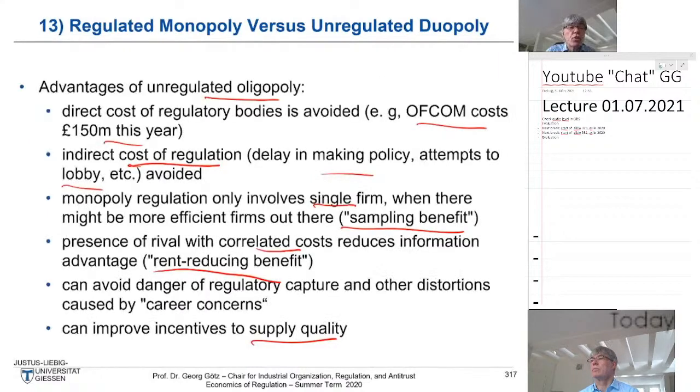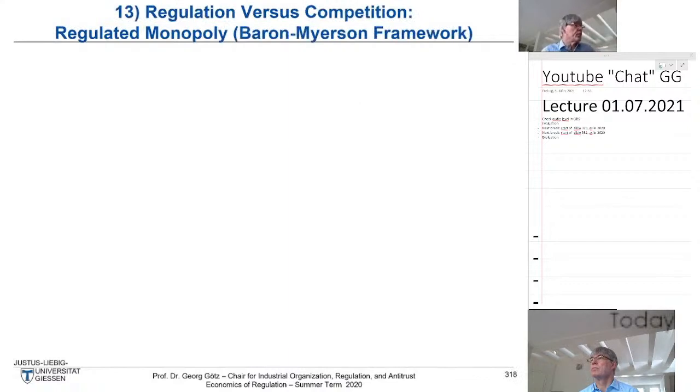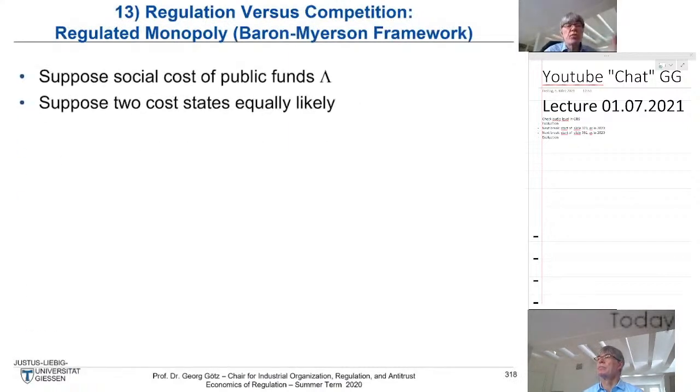Of course, we did that in a very general way here and also in the fifth chapter with some general arguments. Here we just want to use our Baron-Meyerson framework we developed in this part on adverse selection, because then we can directly show in terms of our model under what circumstances this regulated monopoly is better than competition and vice versa. And we know that this regulation will be imperfect as we have asymmetric information.